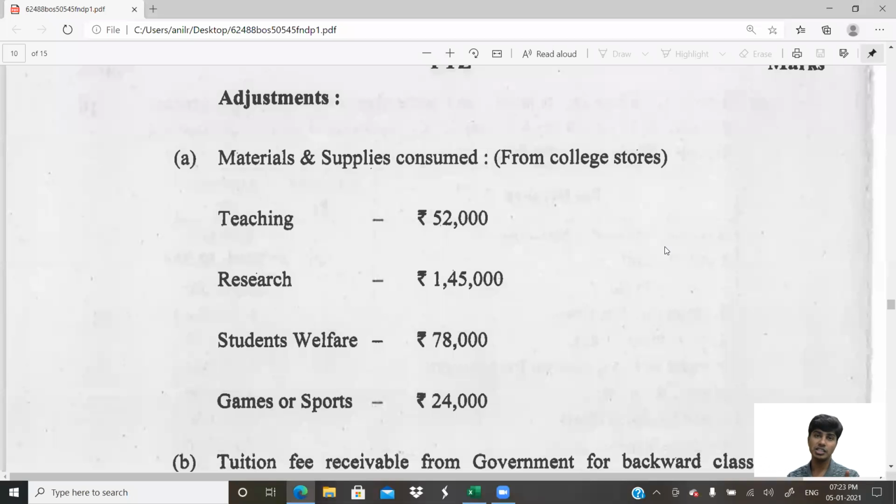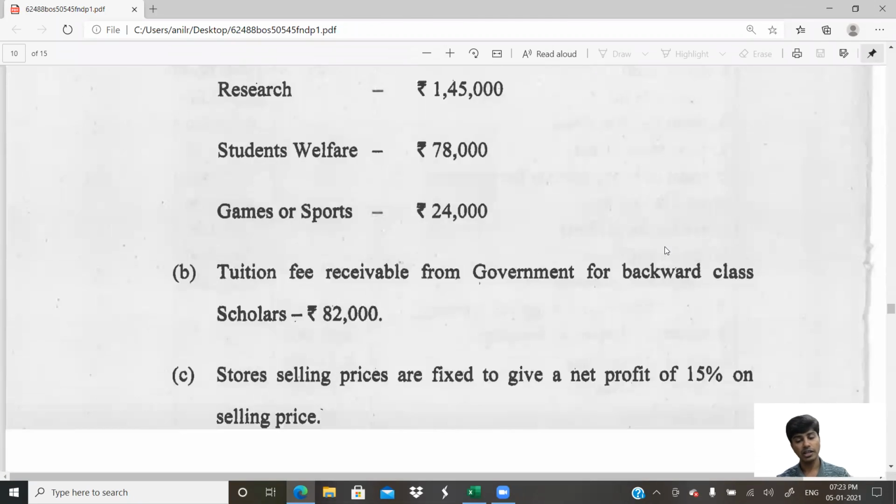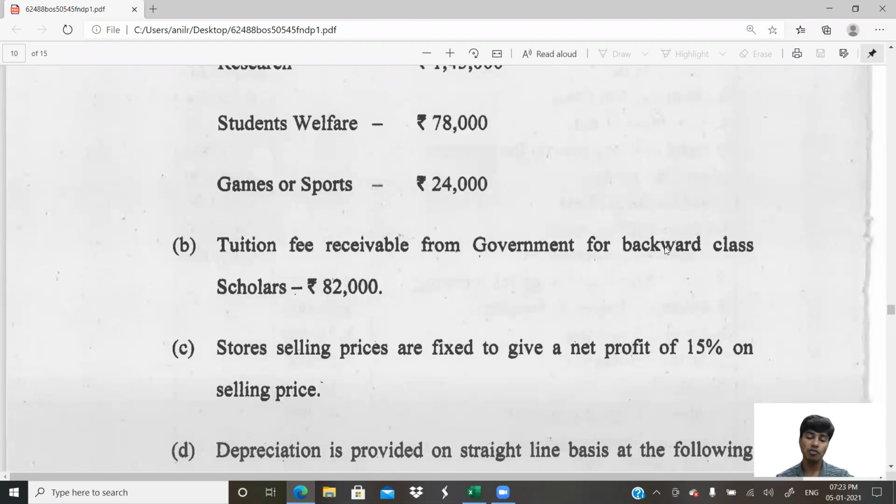So whatever is given in the adjustments will appear twice. Perfect. Next, tuition fee receivable from the government for backward class scholars. You have given free education to the backward class people under RTE. Government is supposed to pay money. Government has not yet paid, but is supposed to pay.